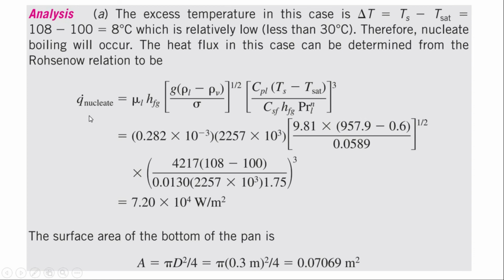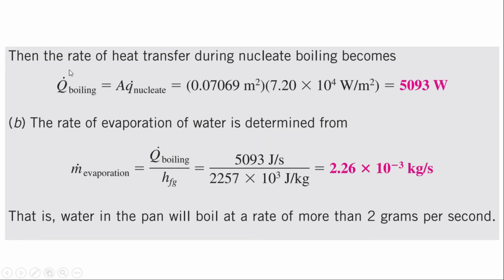You have to determine the rate of heat transfer, so you have to multiply it by the area to get the value in watts. The area of the pan is round, and after putting in the value of the diameter, which was given in centimeters and which you can convert into meters, you will get the area. Finally, the rate of heat transfer during nucleate boiling is determined by multiplying the area with the boiling heat flux in the nucleate regime, and after simplifying you will get 5093 watts as the rate of heat transfer.